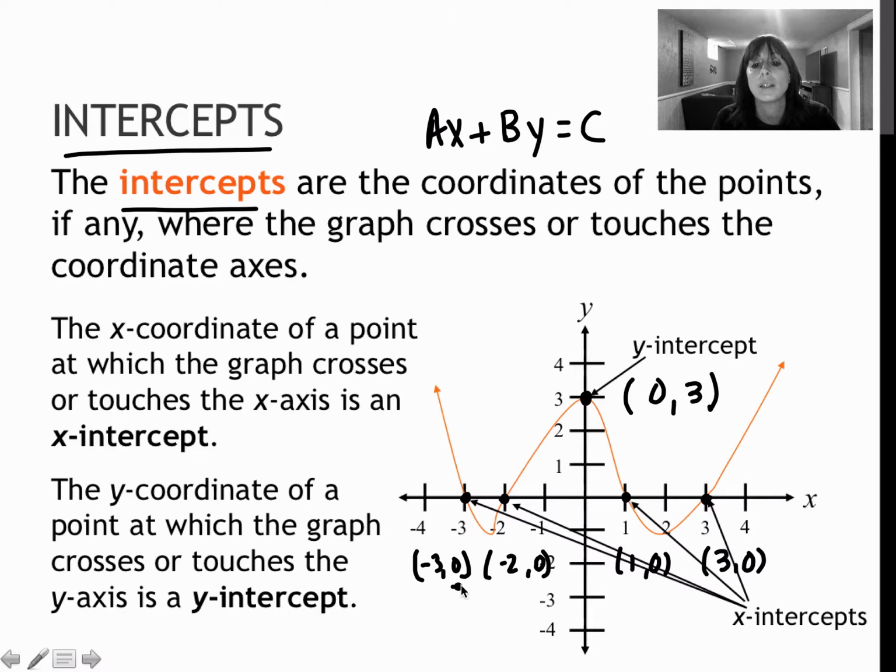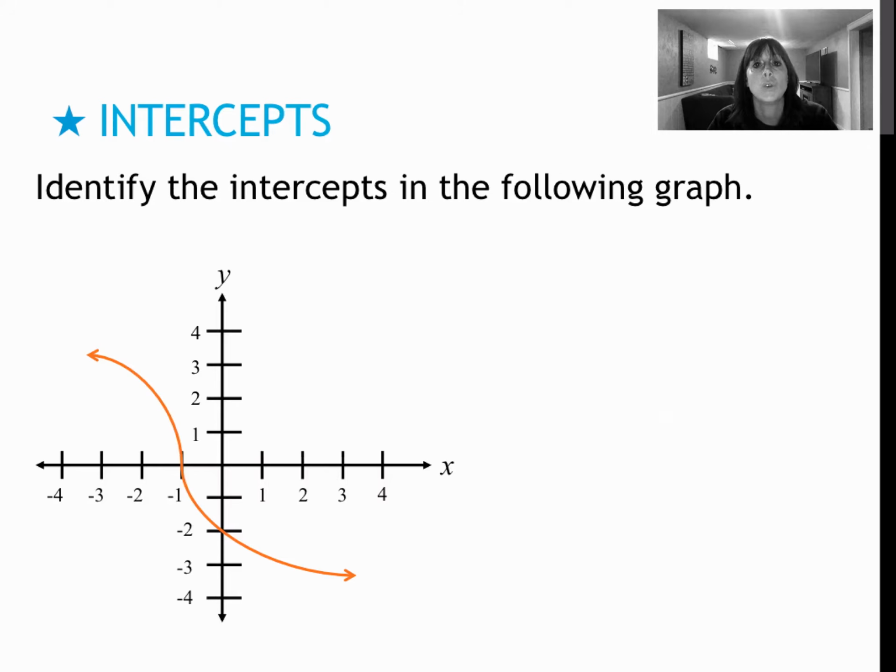What we notice is on our x-intercepts, we always have a 0 as the y value, and for our y-intercept, we have a 0 as the x value. So go ahead and identify the intercepts on this graph. The x-intercept would be -1, 0. There's just one of them this time. And there's just one y-intercept, which is 0, -2.